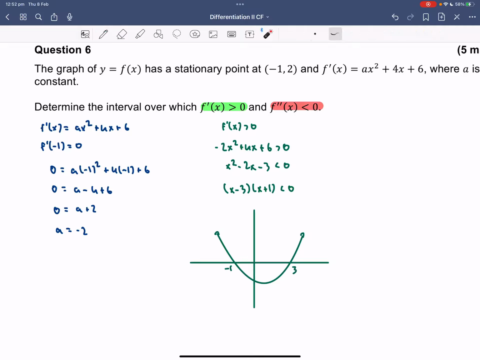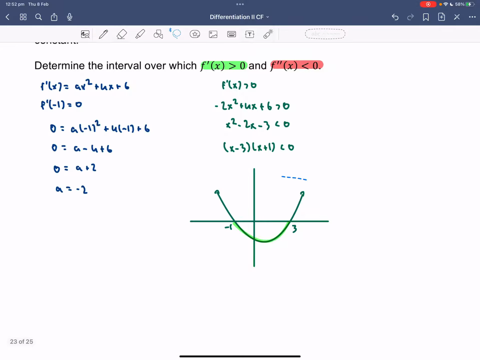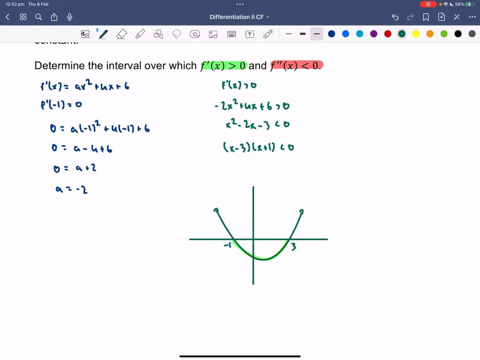And when is this happy face parabola less than 0? The happy face parabola is less than 0 between -1 and 3. All right, so between -1 and 3, the derivative is less than 0. So let's just write that down. Somewhere between -1 and 3.